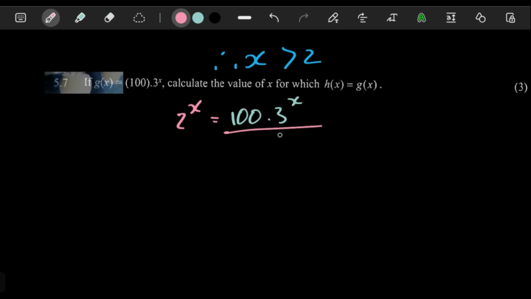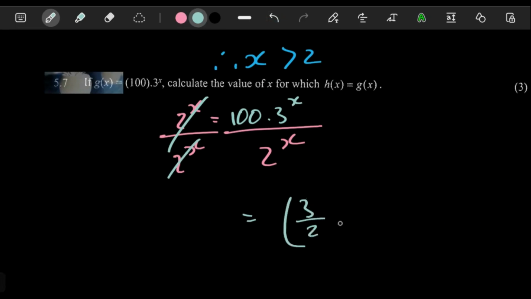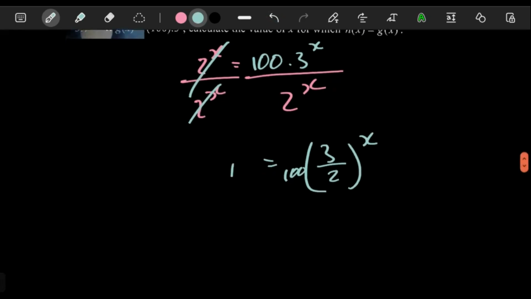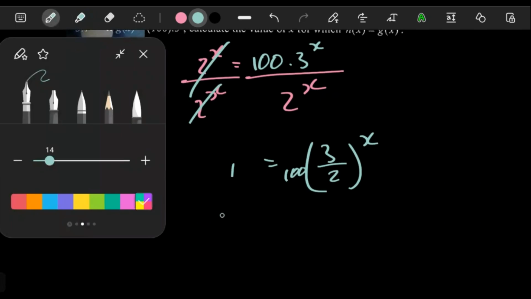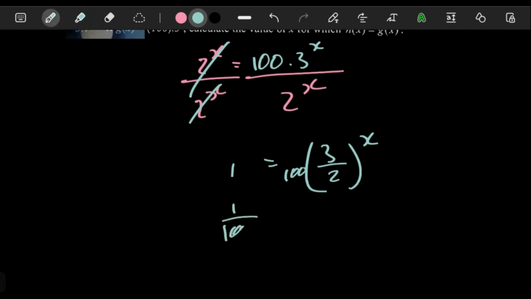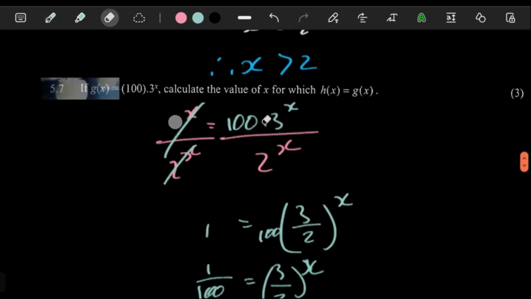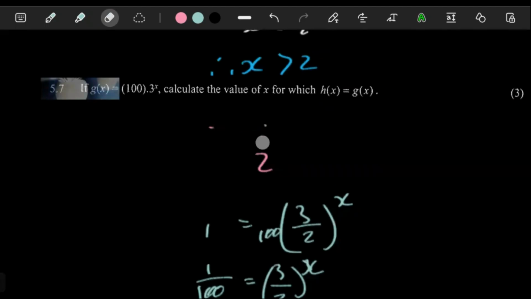Let's maybe try dividing both sides by 2 to the power of x. I feel like we're going to fall into the same dilemma, because this gives you 3 over 2 to the power of x, equal to 100, and the other side is equal to 1. If you divide both sides by 100, you're going to have 1 over 100, and these will never match up. So yeah, we are in for it. I think I'm probably just overthinking it a bit.